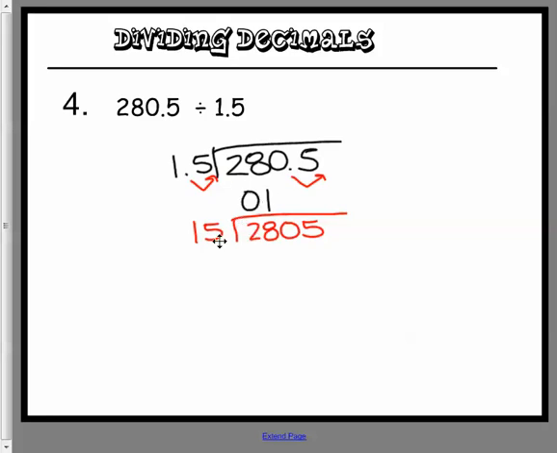Okay, so ask yourself, how many times does 15 go into 20 or into 2? 0 times. But it goes into 28 one time. Do we need this 0? No. So 15 goes into 28 one time. 2 minus 1 is 1. 8 minus 5 is 3.